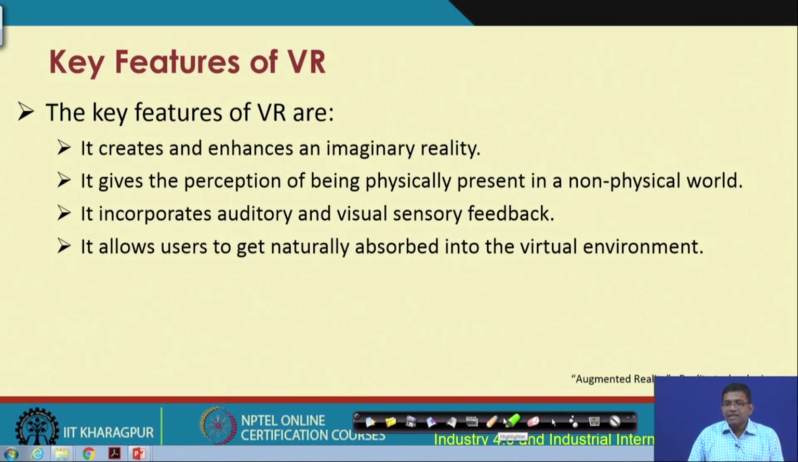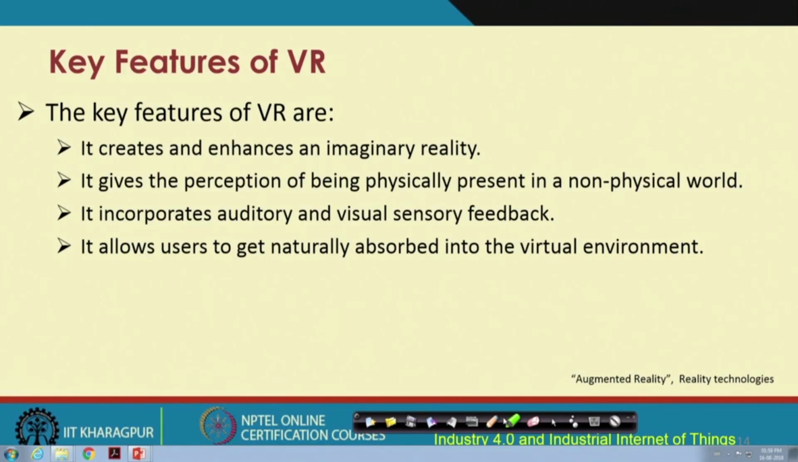Then it gives the perception of being physically present in a non-physical world. This is also very important: physically present in a non-physical world. It is actually not a physical world, it is an emulated, virtual one, but the user feels that they are interacting with the physical world which is being emulated. So, it incorporates auditory and visual sensory feedback. All kinds of sensors are used in this case also: auditory, visual, touch, and haptic interfaces. So, the user can hold devices and feel that they are actually holding the device. For example, the user might feel that they are holding the steering wheel of a car, but actually it is a virtual, emulated environment.